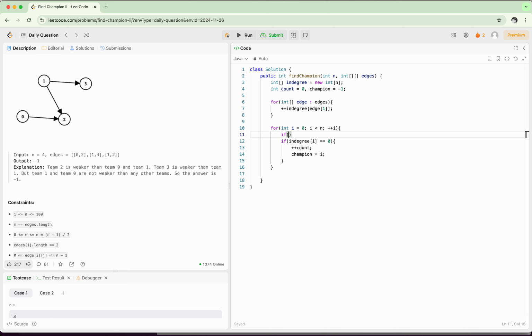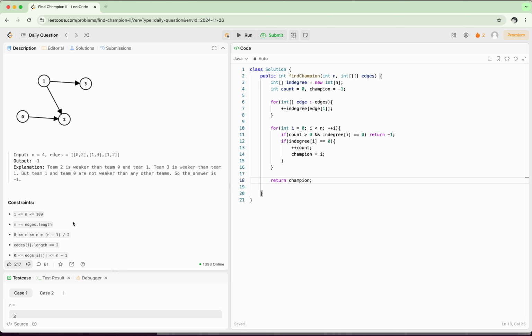So if count is greater than 0 and n degree of i is equal to 0, then we simply return -1. And after this, we will return champion. This is done. But see, there are some edge cases.